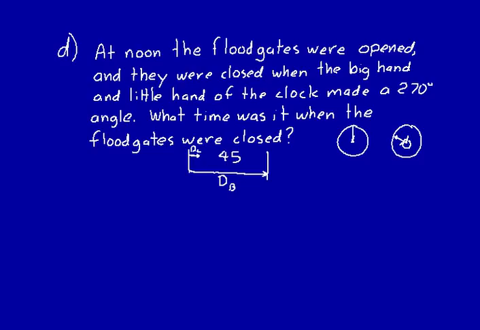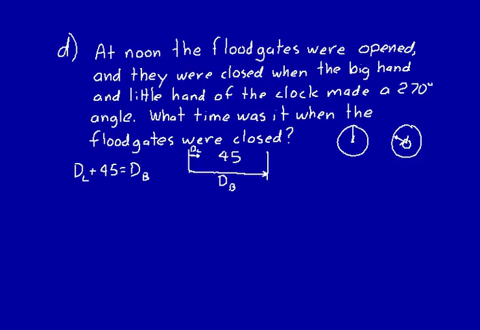So in order for them to be 270 degrees or 45 minutes apart, the big hand would have to move 45 minutes or 45 spaces basically, plus a little bit more because the little hand moved some as well. Now we could just say DL plus 45 is equal to the distance the big hand moved.